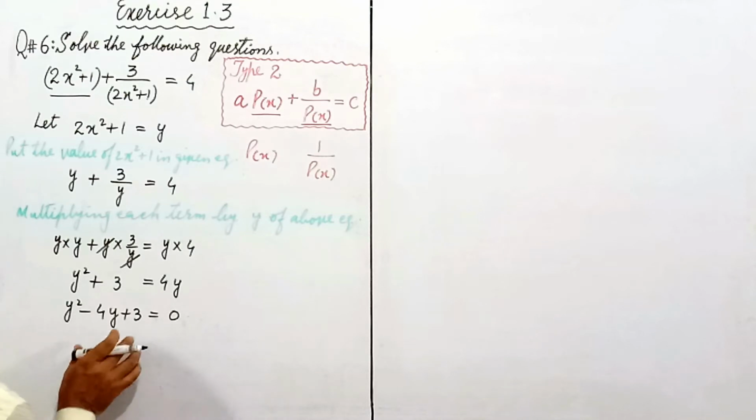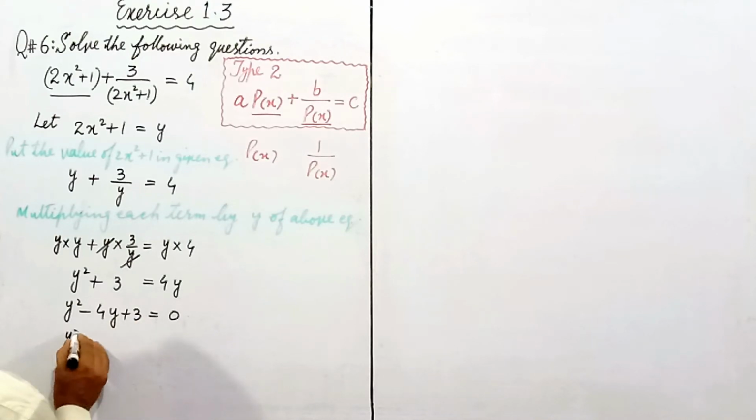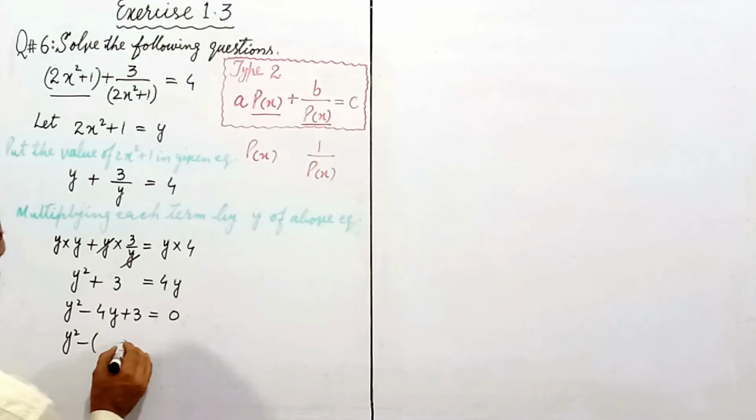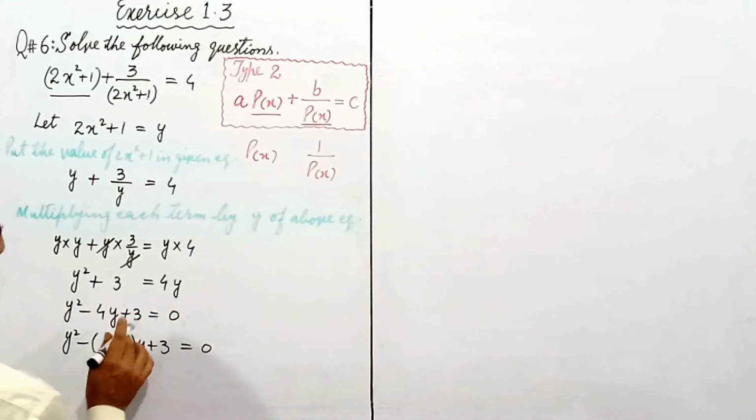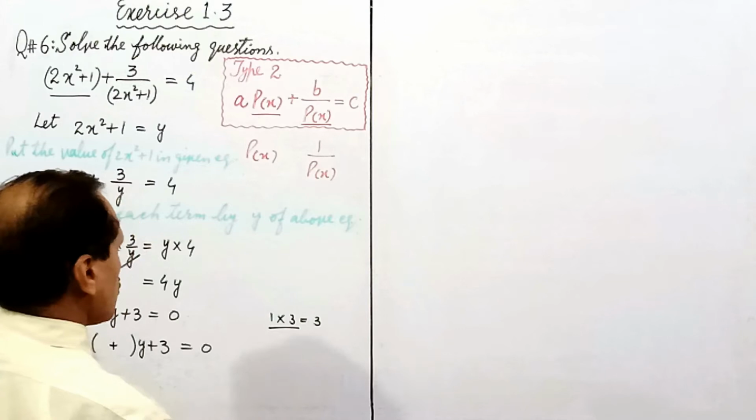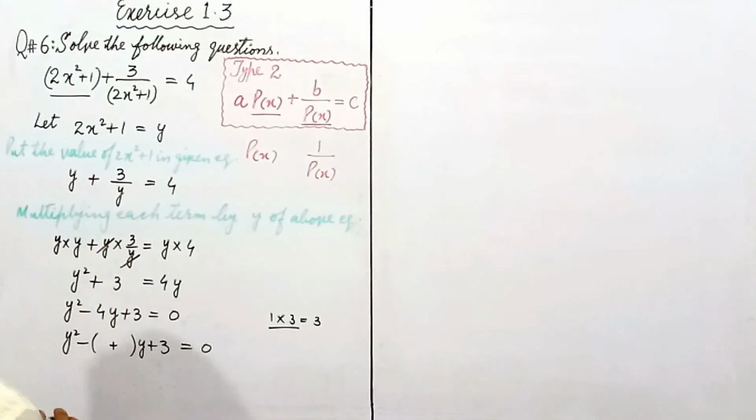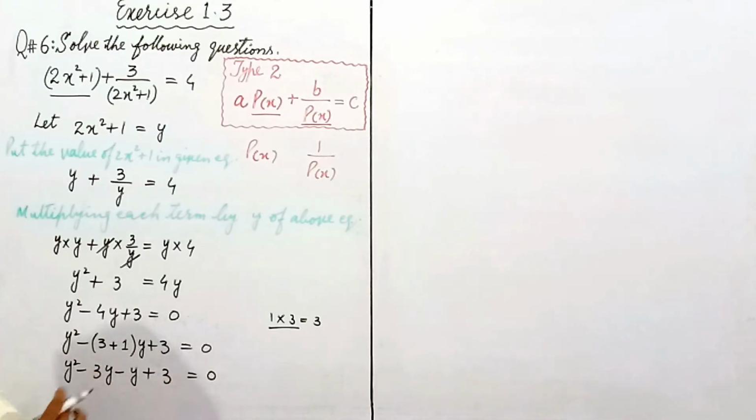Now we have a simple equation of quadratic form. So we use the middle term breaking method of factorization. Y square minus, in place of 4 we put a bracket, y plus 3 is equal to 0. The last term sign is plus, we put plus over here, and 1 into 3 is equal to 3. It has only these two factors, as 3 is a prime number, so we write the greater number first, and the smaller number after it. Y square minus 3y minus y plus 3 is equal to 0 when we open the bracket.